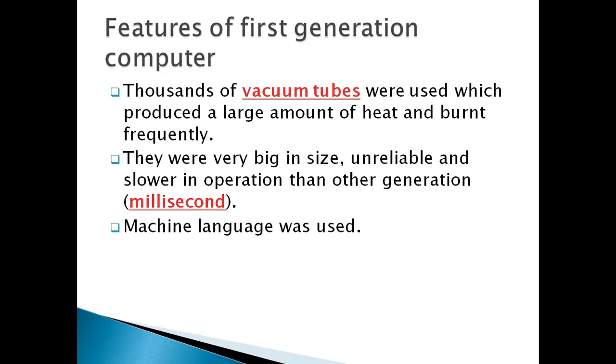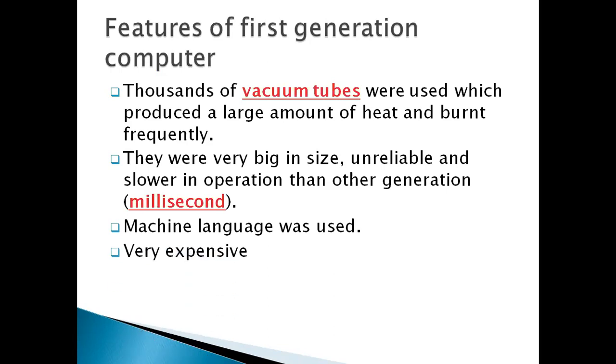Machine language was used. First generation computers used machine language. At that time, high level language was not developed. And it is very difficult to write programs in machine language.